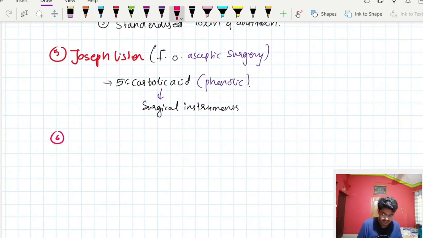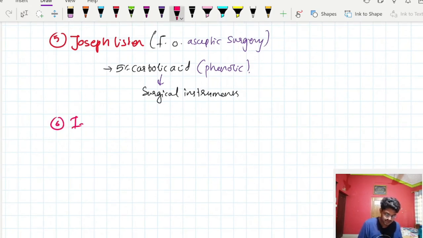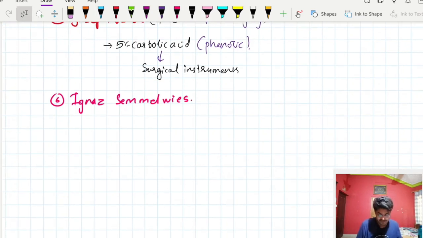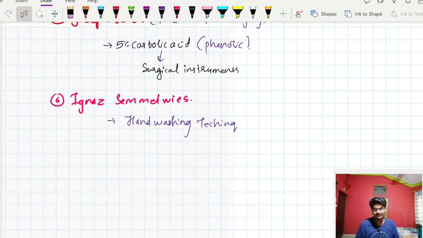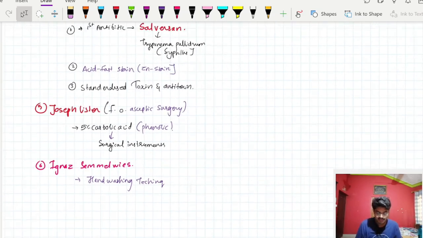Then there is our sixth and last scientist, Ignaz Semmelweis. Ignaz Semmelweis is the one who introduced the famous hand washing technique. The surgical hand washing technique was introduced by Ignaz Semmelweis, which we use broadly now due to COVID. So these are the six scientists that we have to deal with.